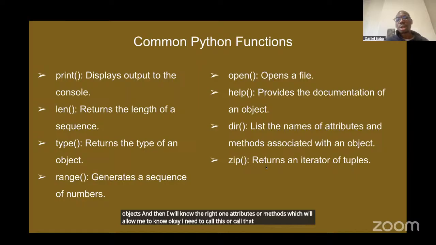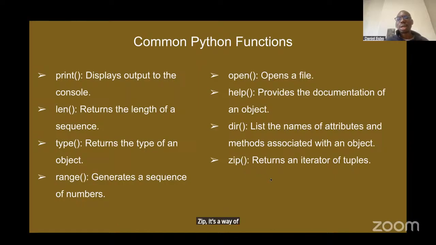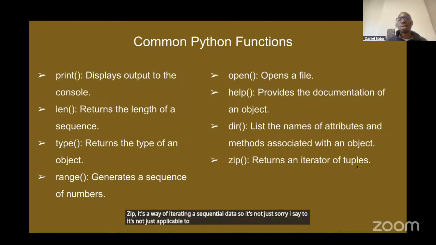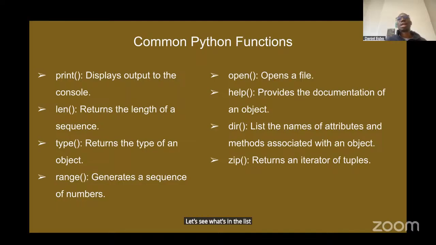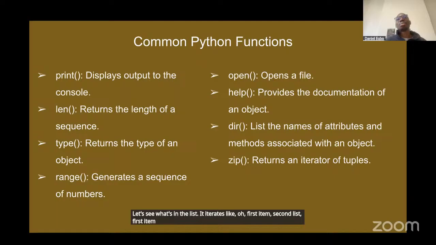Zip is a way of iterating a sequential data. Sorry, I say tuples here, but it's not just applicable to tuples. It can be used for lists, just any of those sequential objects. It does allow you to navigate through it, like, let's see what's in the list. It iterates: first item, second item. You can just say i, comma j, and then it does first item, this is what is in the first item, second item, this is what is in the second item, and the rest of them.